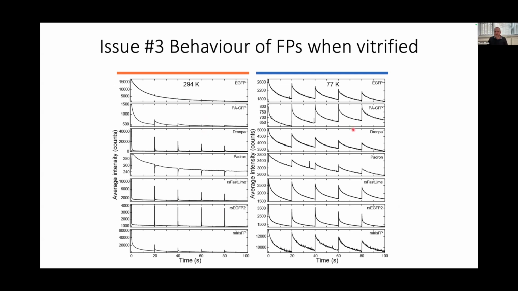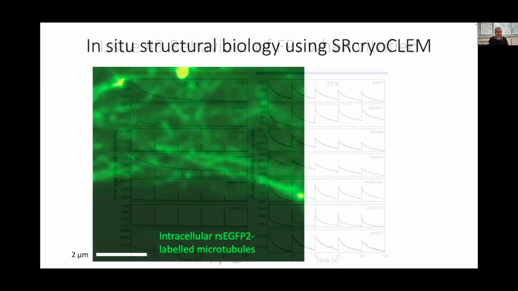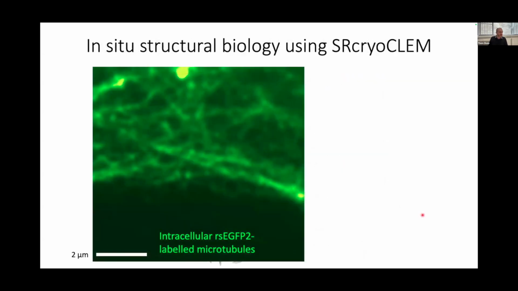They weren't all the same though. One of them had a much higher dynamic range than the others. This was RSE-GFP2. So we used this to label intracellular microtubules, and that's what you can see here. We tagged a protein called MAP2, a microtubule associated protein, with RSE-GFP2. And this is inside a whole mammalian cell. So the cell is much, much larger than I've shown here.